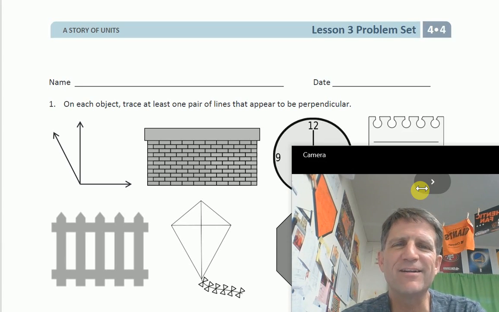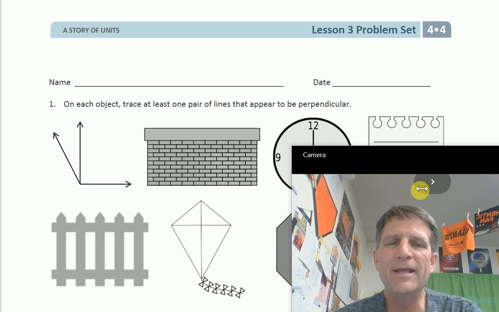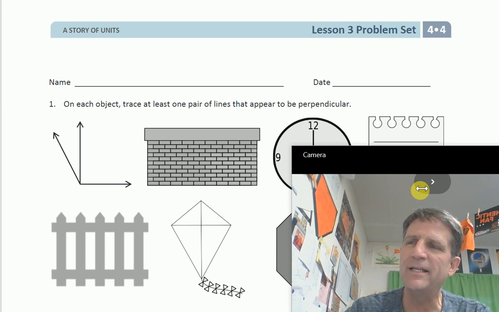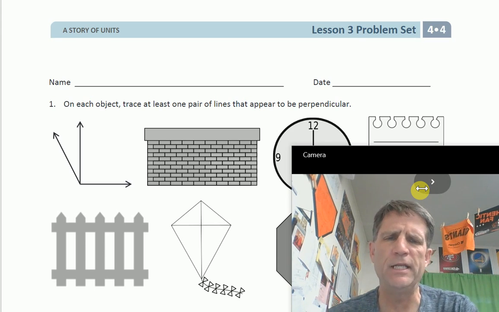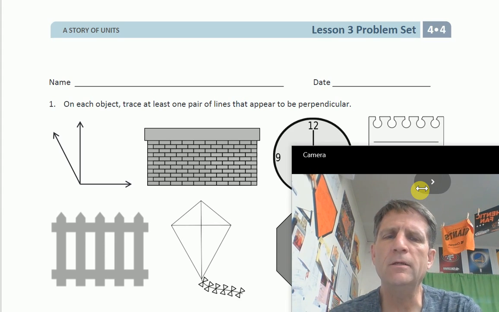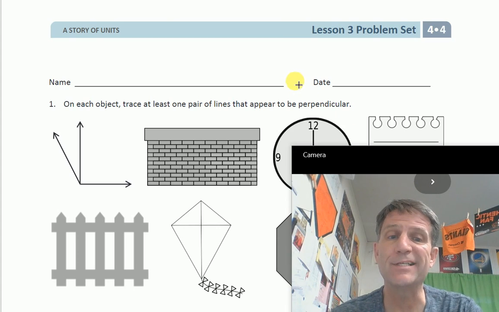Alrighty, let's get started with Module 4, Lesson 3, the problem set. And in this problem set, we are identifying, defining, and drawing perpendicular lines. When you hear the word perpendicular, think right angle, and you got it. Let's get started.